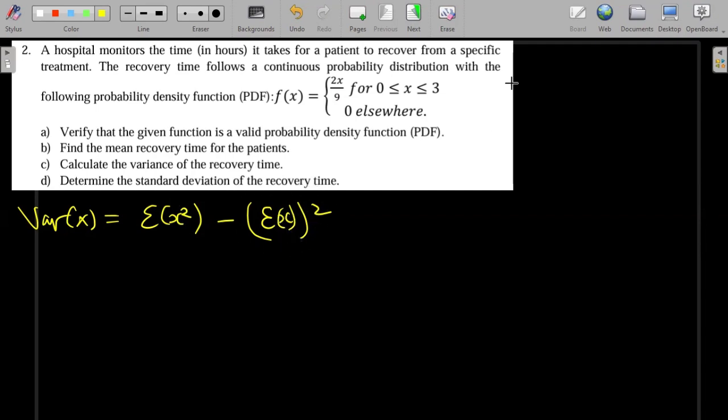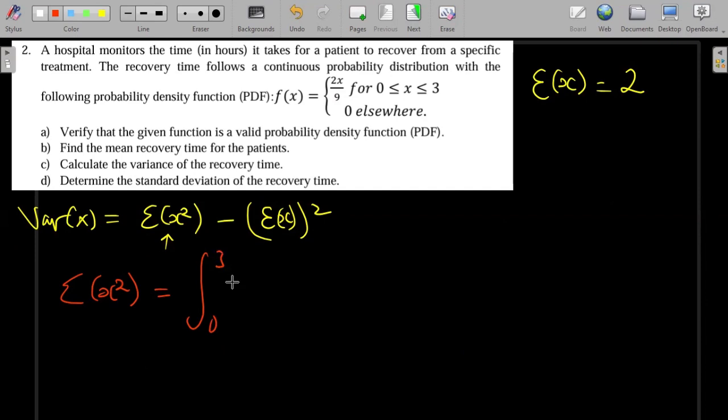So we've just found the expected value of x. We said it was 2 hours. Now for us to find the variance, we need to find the expected value of x squared. So the expected value of x squared will just be equal to the integral from 0 to 3 of x squared multiplied by 2x over 9, and then dx.